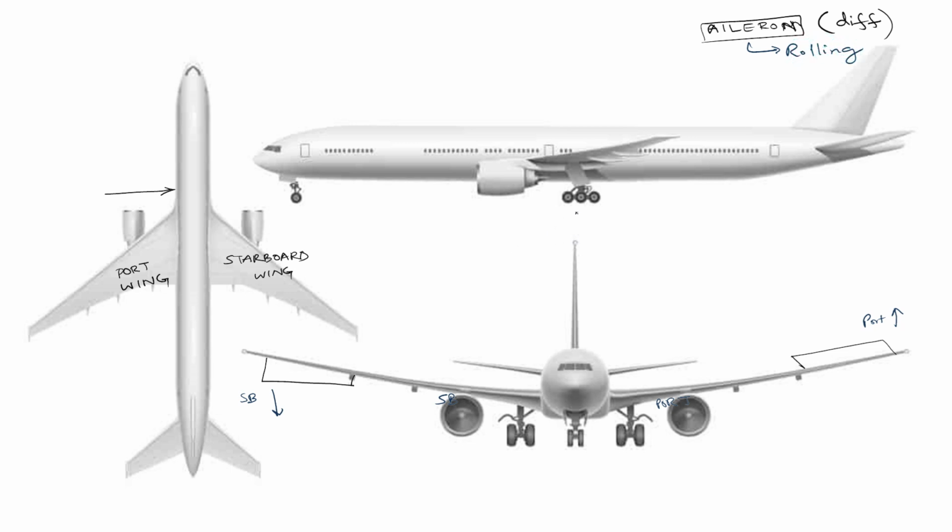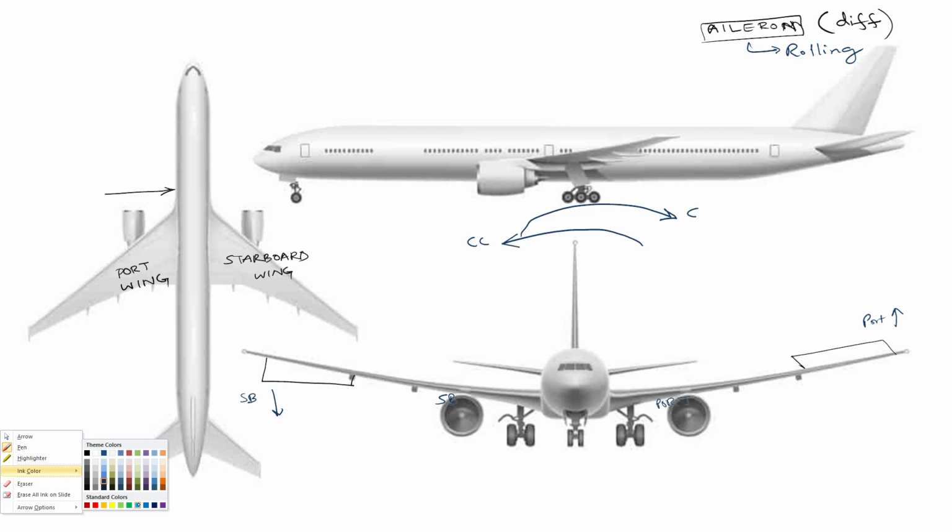Now how can I say the aircraft is rolling? From the front view it will rotate either in a clockwise direction or anti-clockwise, counterclockwise. C means clockwise, CC means counterclockwise. Before giving a detailed explanation, you tell me which rotation it will perform in this phenomenon, clockwise or anti-clockwise?